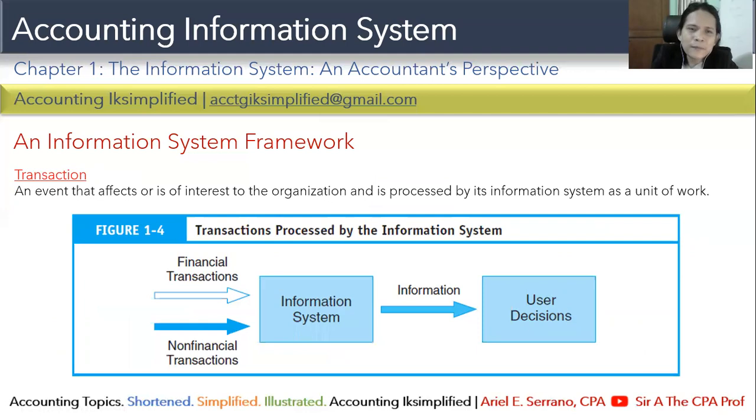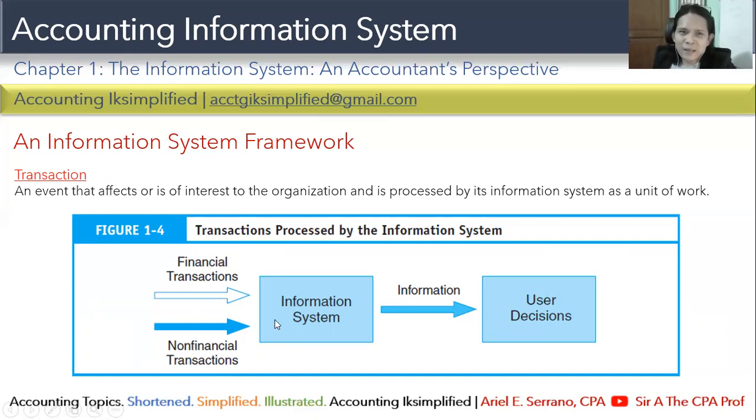Now, as part of our information system, we have this framework. Okay? As you can see in this figure 1.1-4, the transactions processed by the information system may either be financial or non-financial. Hindi lamang po financial transaction yung pinoprocess natin. Baka kasi sabihin ninyo, accounting information system processes only financial in nature the transactions. It can also process non-financial informations, or non-financial transactions.